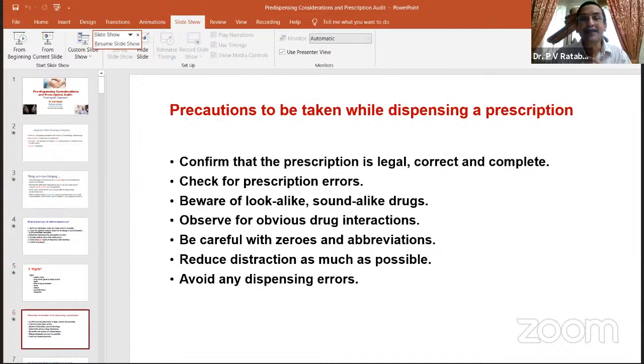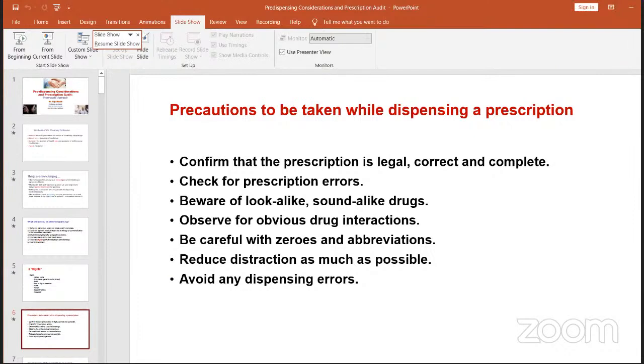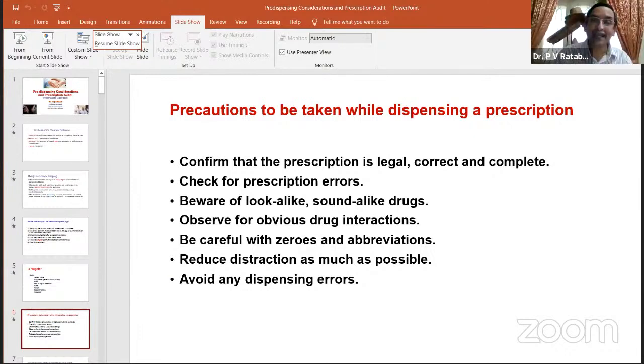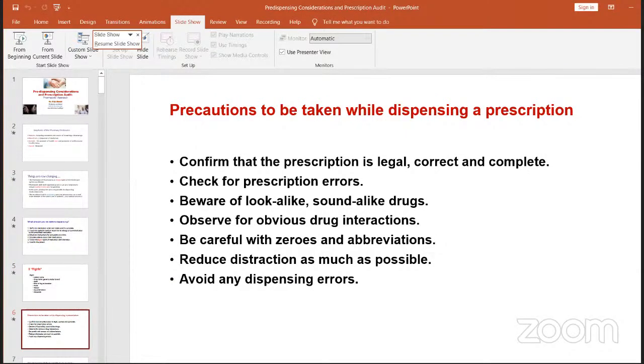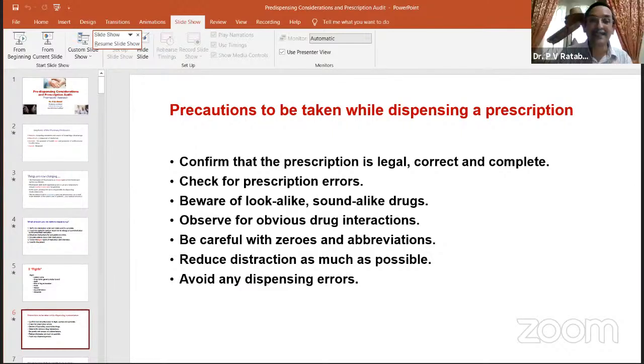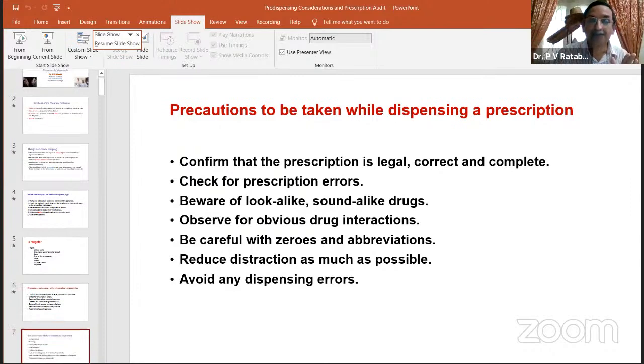So what are the precautions to be taken while dispensing a prescription? Very important. Confirm that the prescription is legal, correct, and complete. Check for prescription errors. Beware of look-alike and sound-alike drugs. Observe for obvious drug interactions. Be careful with zeros and abbreviations. Avoid distraction as much as possible and avoid any dispensing errors. So we go one by one.